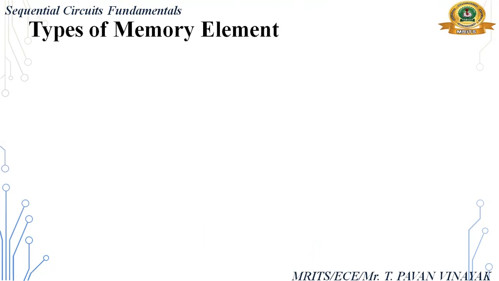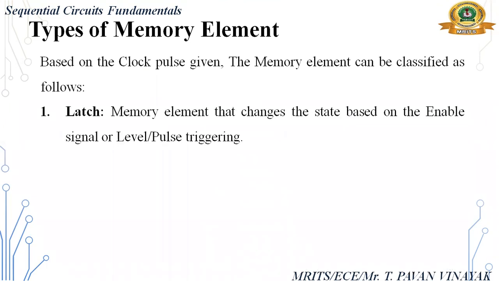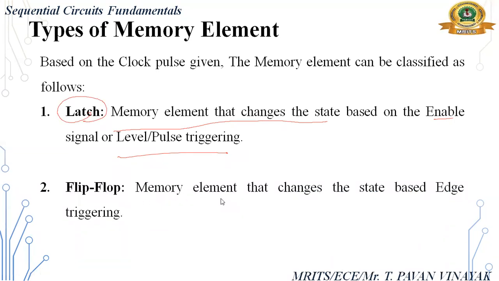Next, types of memory elements. The memory elements are classified into two types based on the clock signal given. The first one is latch. The memory element changes state based on enable or level pulse. Level or pulse triggering, we call it a latch. Flip flop: the memory element changes state based on edge triggering.